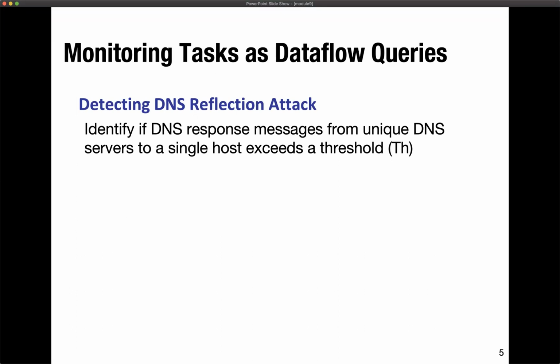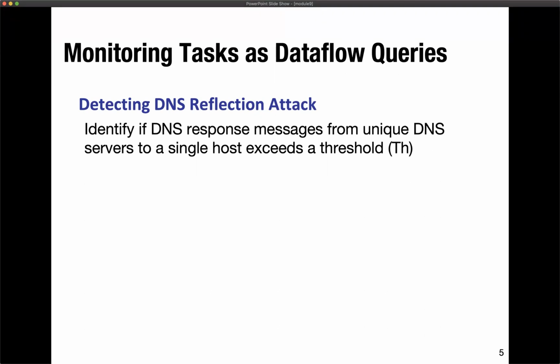Okay. And the simplified version of this problem is that we want to identify if the DNS response messages coming from unique servers, like unique open resolvers, are sent to a single host, and if that number is exceeding some threshold, right? So in your network, there will always be hosts that are receiving some DNS responses, right? But if you're receiving too many DNS responses from a wide range of open resolvers out there, and that number is exceeding some threshold, then that is a suspicious event that's going on and worth reporting, right?